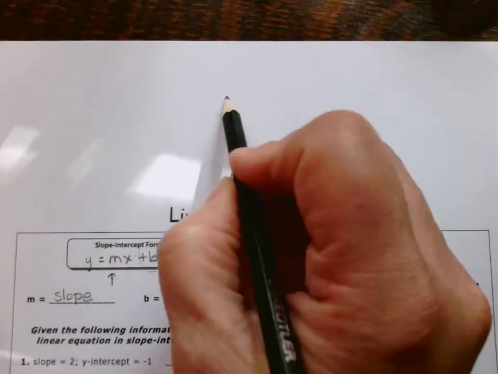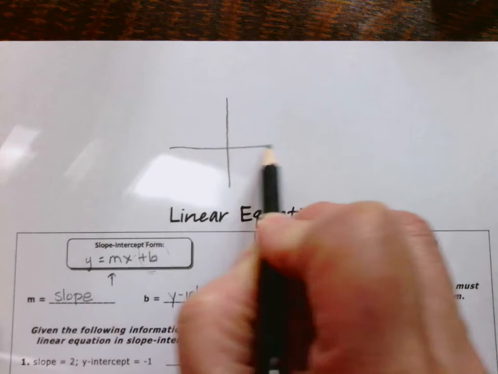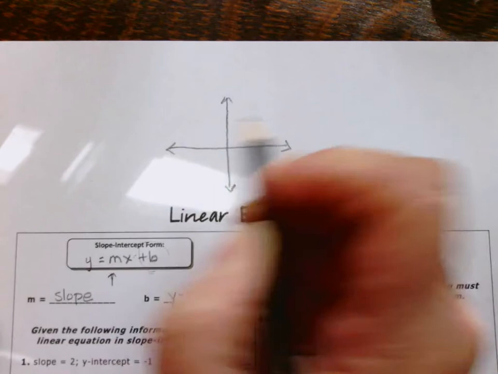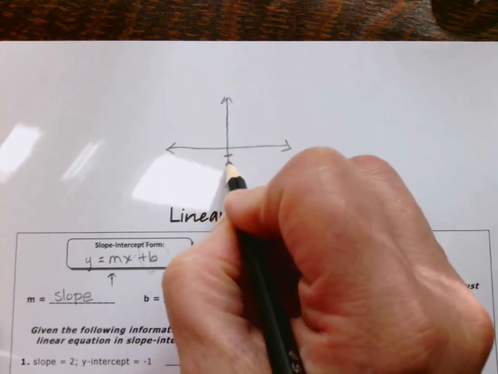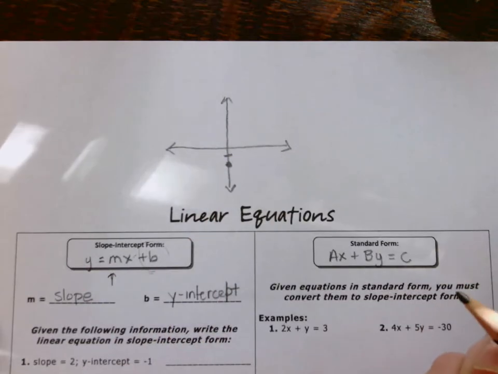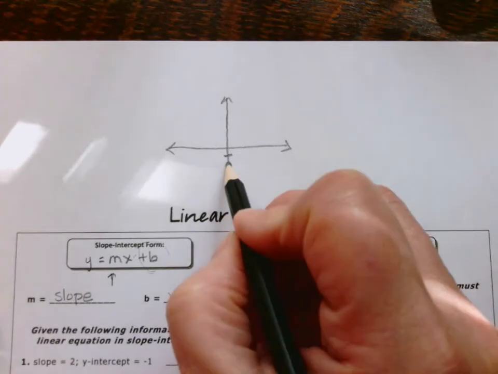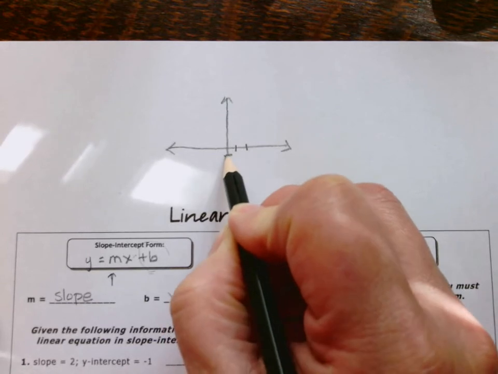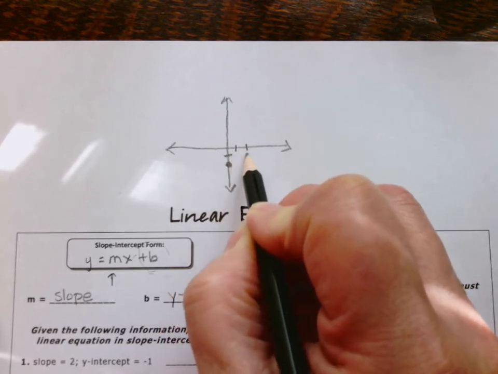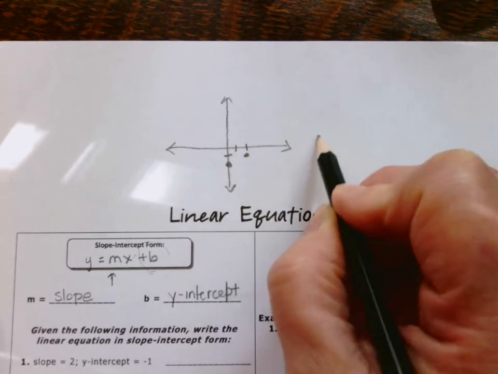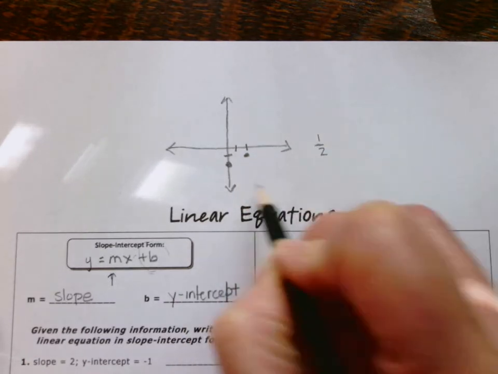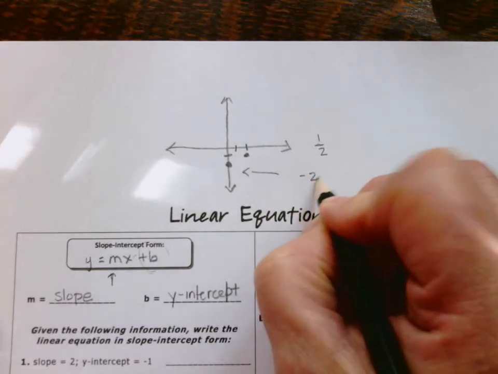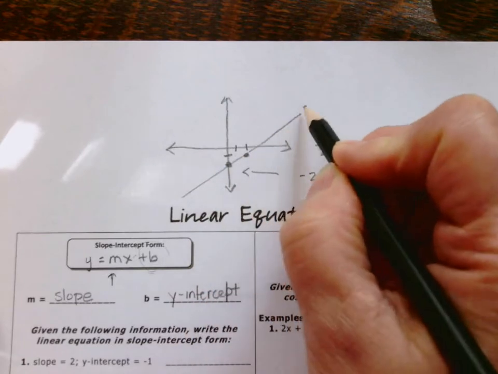Let's say I have a line, and let's say that line goes through the y-axis at -2, right there. And let's say it has a slope of 1/2, meaning my rise is 1 every time my run is 2. The change in y is 1, the change in x is 2. So I have a slope of 1/2, and I have a point right there where it hits the y-axis at -2. And that's my line.